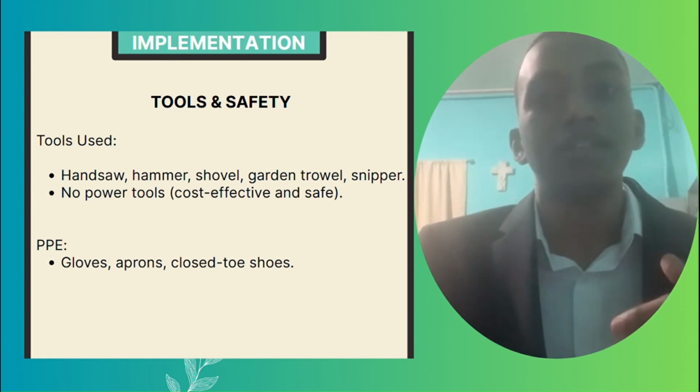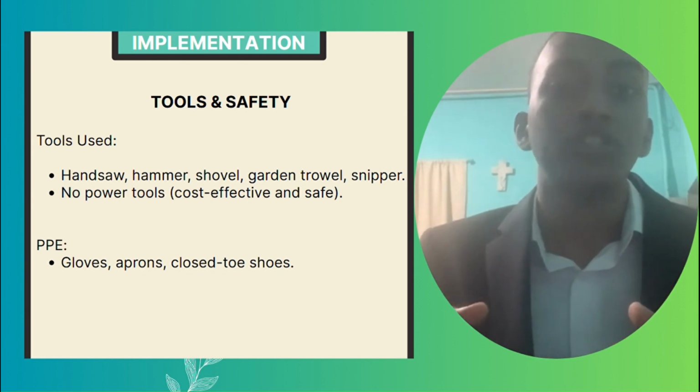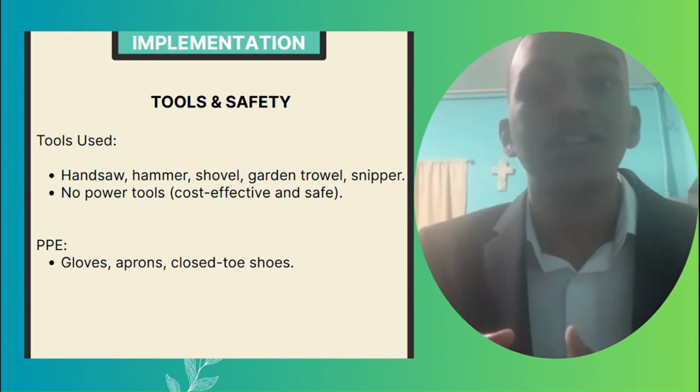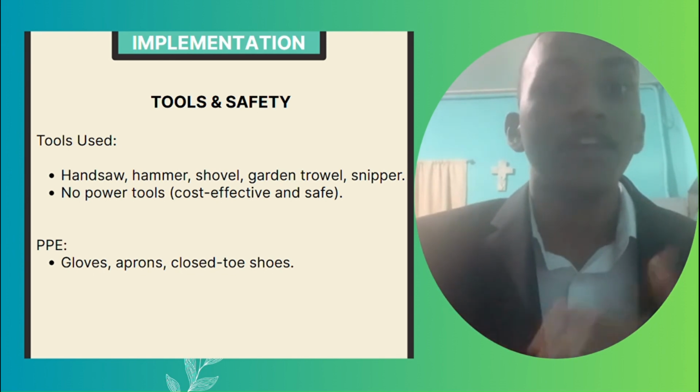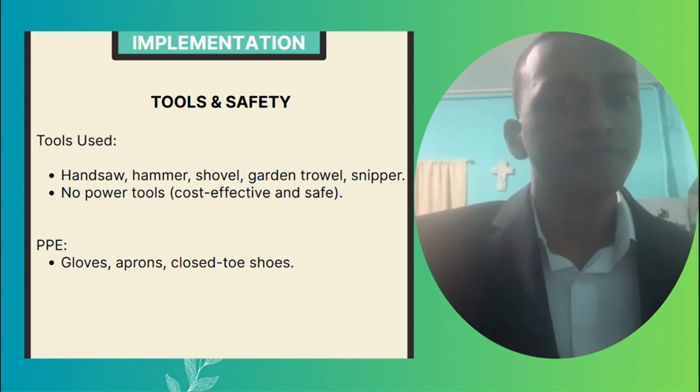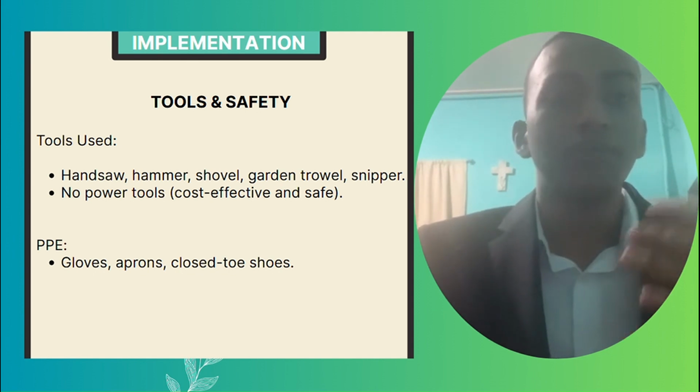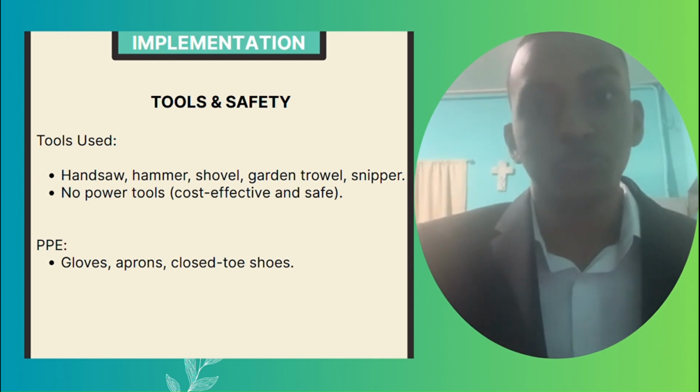And this also made the construction process easier, which goes a long way in fulfilling one of the goals of the project, in terms of it being a DIY, do-it-yourself at home type of project. And in terms of PPE, we only use disposable gloves, disposable plastic aprons, and we use closed-toe shoes as well.